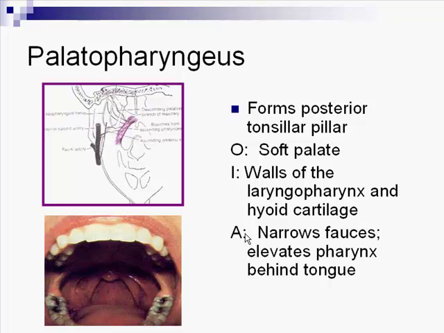Palatopharyngeus forms the posterior tonsillar pillar, which is the vertical fold posterior to the palatine tonsil. It narrows the fauces to help close off the nasopharynx during swallowing.